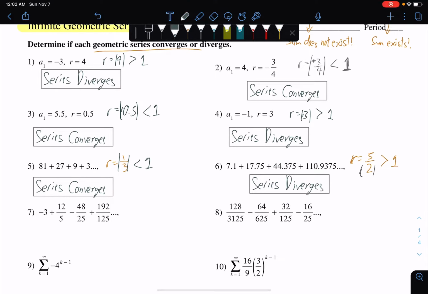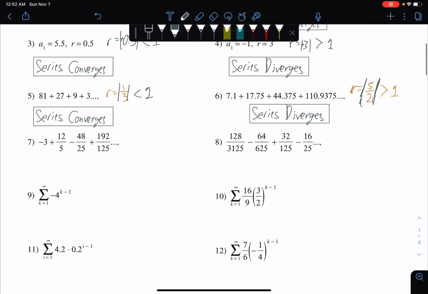Place the absolute value there. There you go. Let's move to number 7.